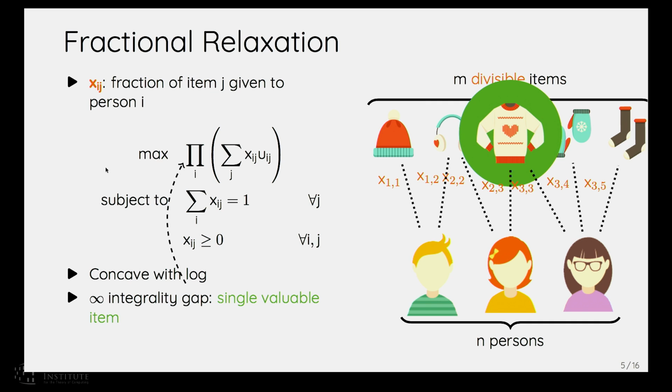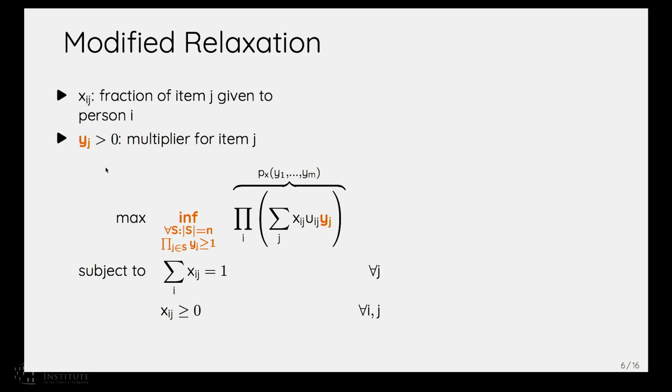So what do we do to fix this? We change the convex program in a very algebraic way. So we introduce a set of variables yj. You should think of this as multipliers for the values of the items. So each item has a multiplier for its utilities.